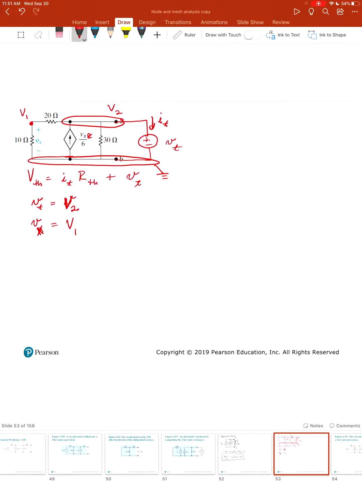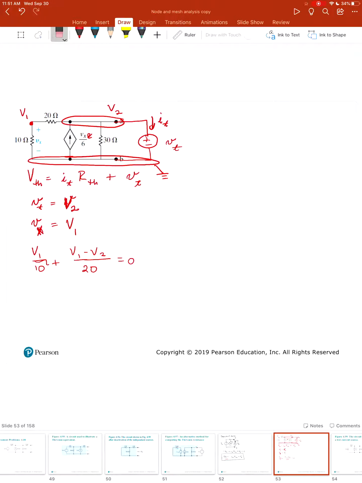All right, so writing each node equation, and I am going to have to write two. I'll have V1 over 10 plus V1 minus V2 over 20 is equal to 0. And then at node 2, I'll have V2 minus V1 over 20 plus V2 over 30. Oh, wait.